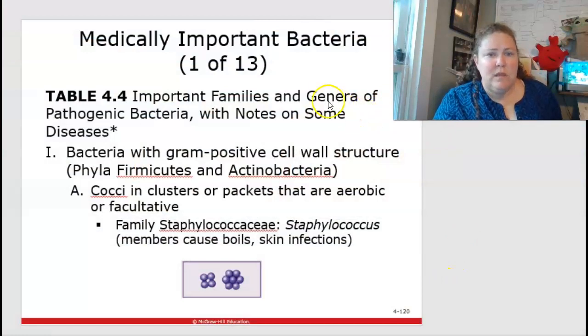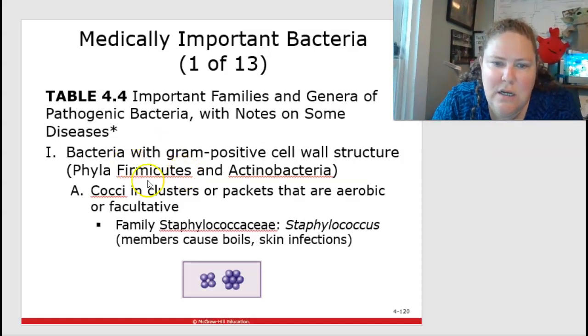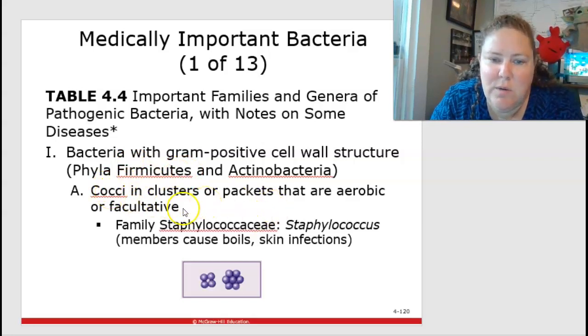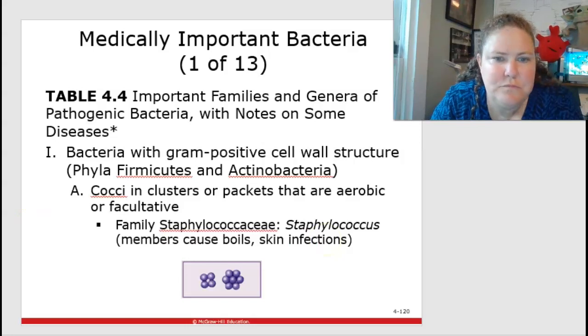Anyway, and then medically important bacteria. This would again be a table. So important family is the genera of the pathogenic bacteria with notes on some diseases. So the bacteria with gram-positive cell wall structure would be like the cocci, and these would be in clusters or packets that are aerobic or facultative. And this would be in your family Staphylococcus. So these would be like your staph strains. Okay.